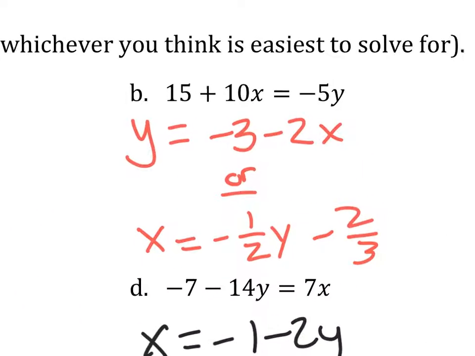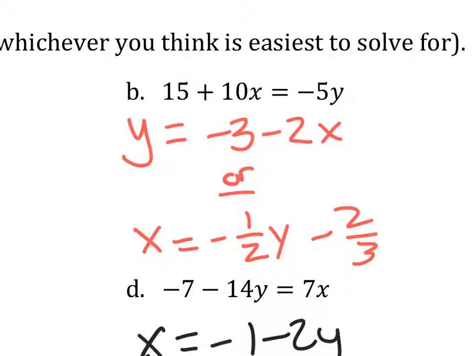So with letter B, in this case, if we look at our y value, the only thing preventing that y from being by itself is that it's being multiplied by a negative 5, and all of the other terms are nicely divisible by negative 5. So if you just divided everything by negative 5, you'd be good.